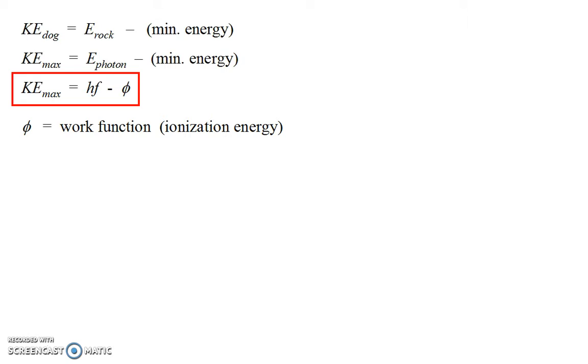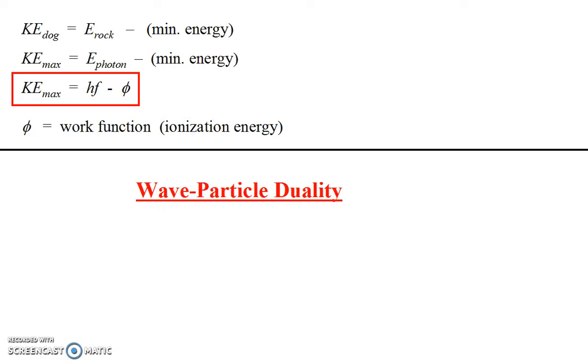So here's where things started getting weird. This idea really broke open a whole new branch of physics called quantum physics, and we now know that light really has a dual nature. We call this its wave-particle duality. So all the stuff we've done before doesn't go away. We just have to qualify it a little bit.